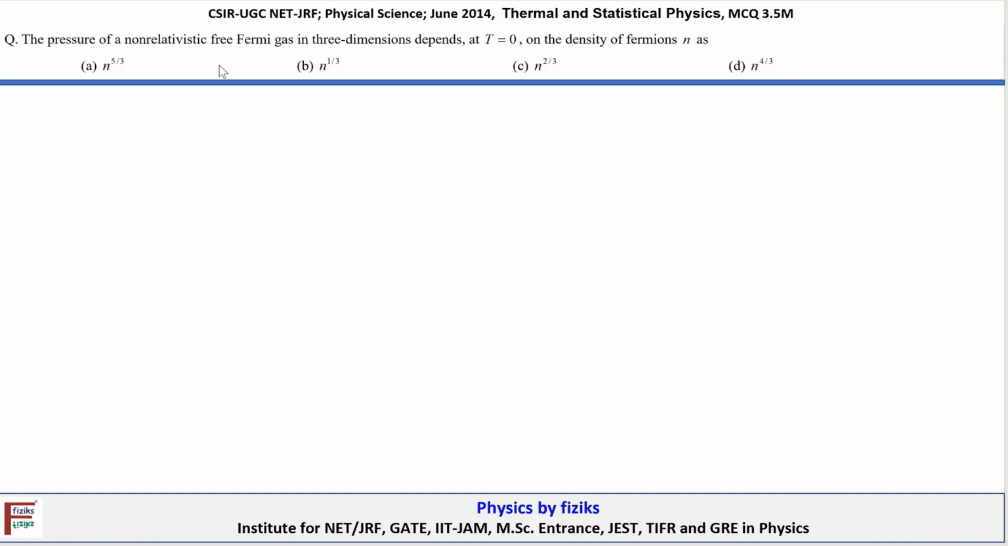So the problem is: the pressure of a non-relativistic free Fermi gas in 3 dimensions depends at T equal to 0 on the density of fermions n as. So here we are going to make use of the results corresponding to the electron gas which is confined to 3 dimensions and its parameters at absolute 0. So at absolute 0 Kelvin, a Fermi gas or the electron gas.